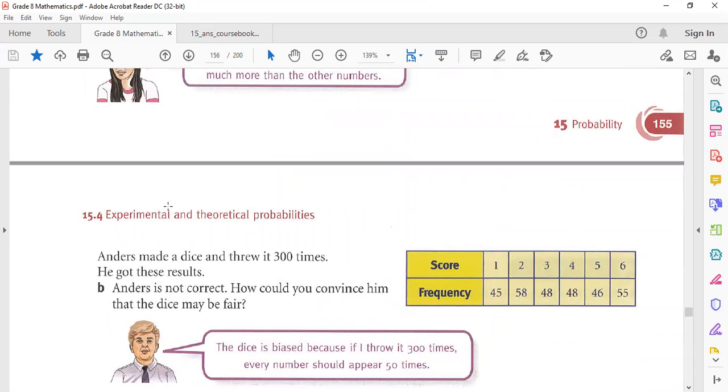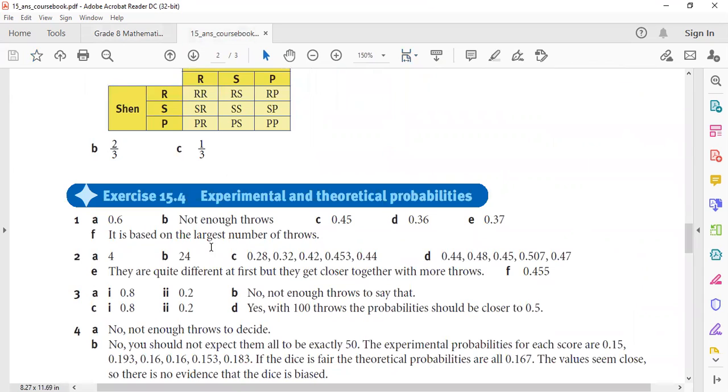Andrea made a dice that threw it 300 times and he got these results. Andrea is not correct. How could you convince him that the dice may be fair? Because the results are very close. All results are very close. Okay. So just because of this, he mentioned here that no, you should not expect them all to be exactly 50.